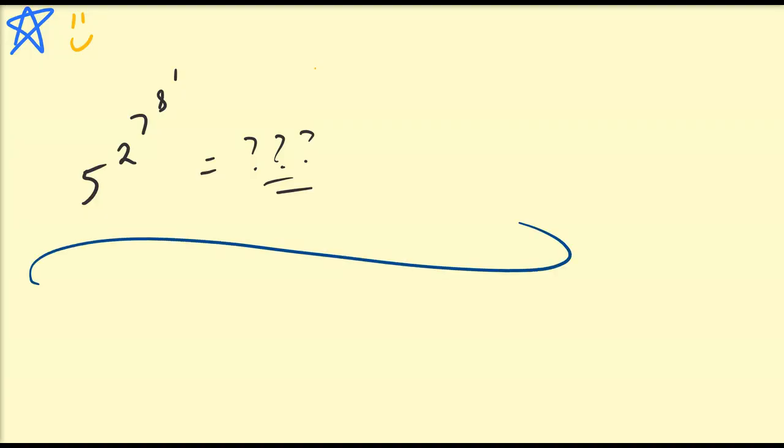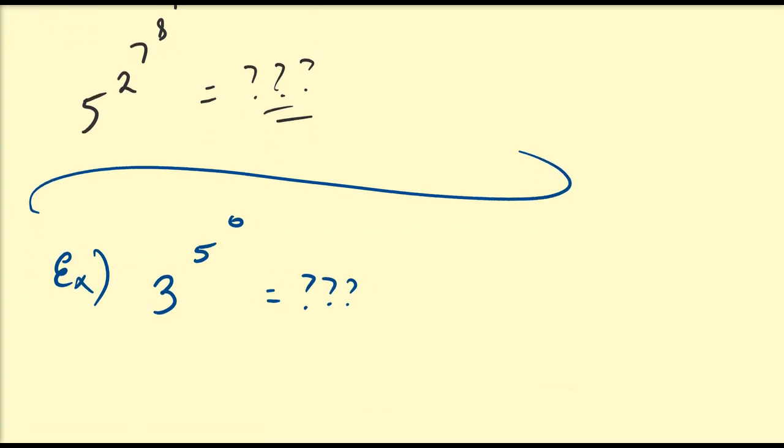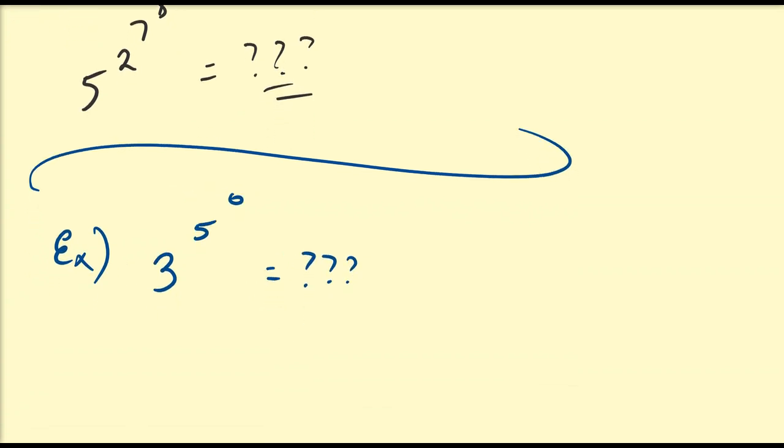Alright, so let's just start off with a basic example on how to deal with these types of things. Suppose we have 3 to the power of 5 to the power of 0. What do you think this expression is equal to? Take a moment, pause this video, and think about what you think it is. So for power towers of this form, we always evaluate from top to bottom.